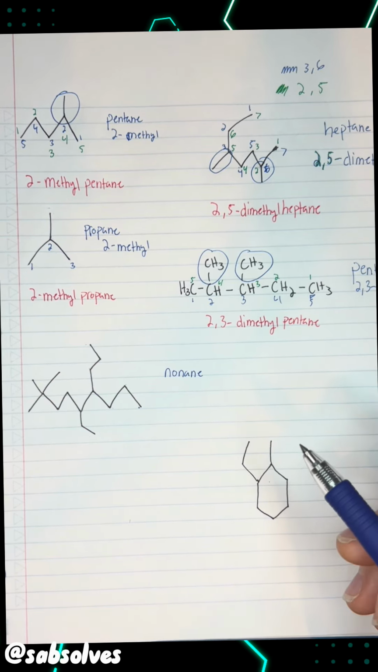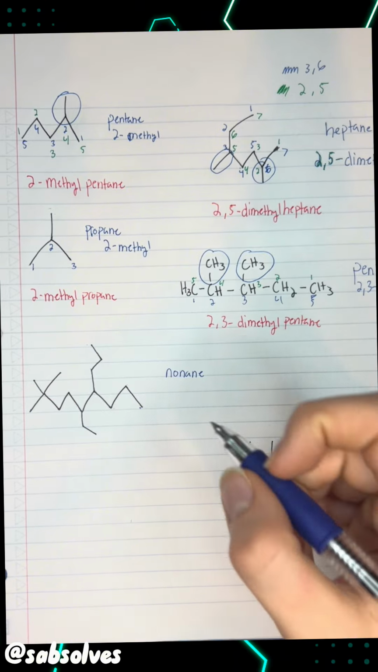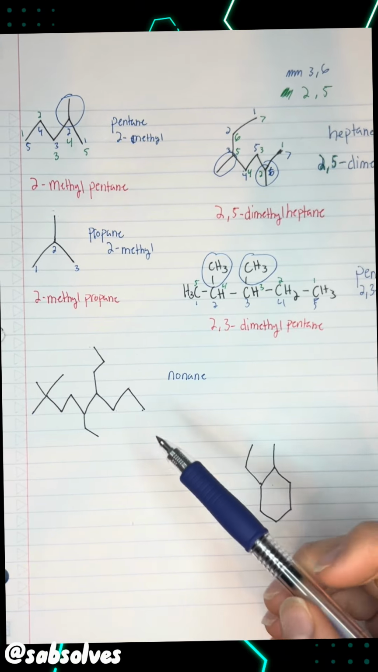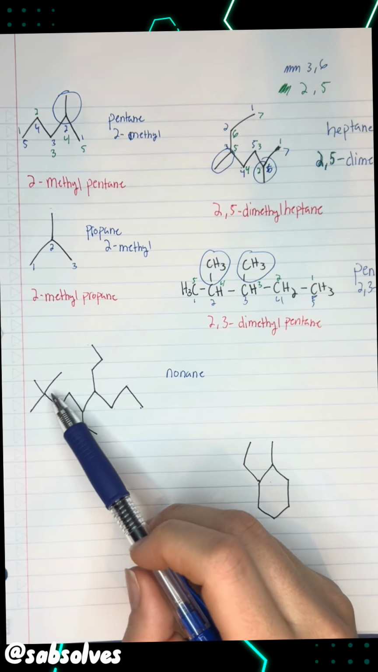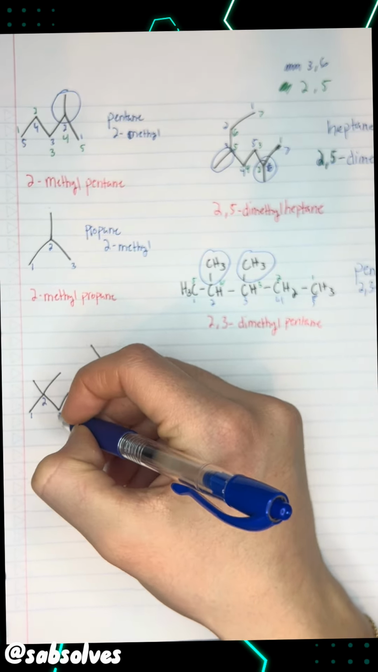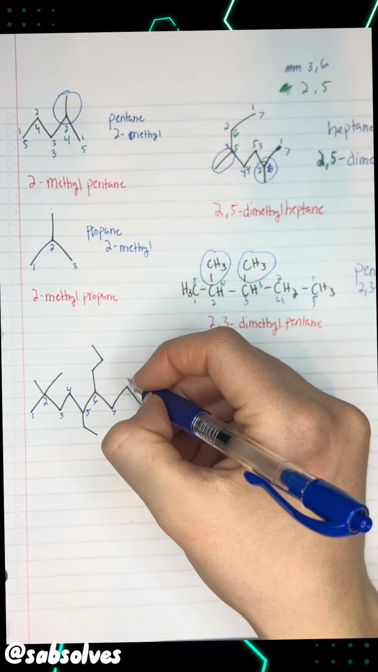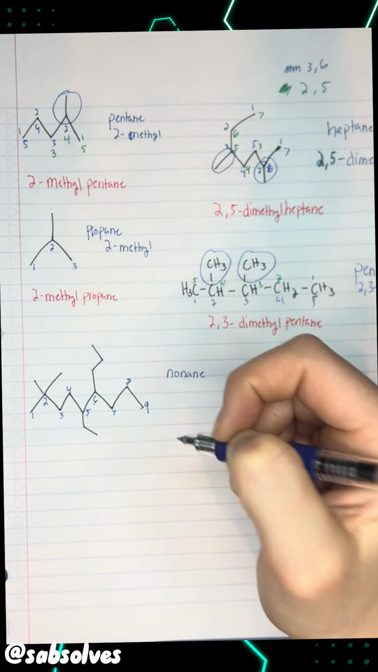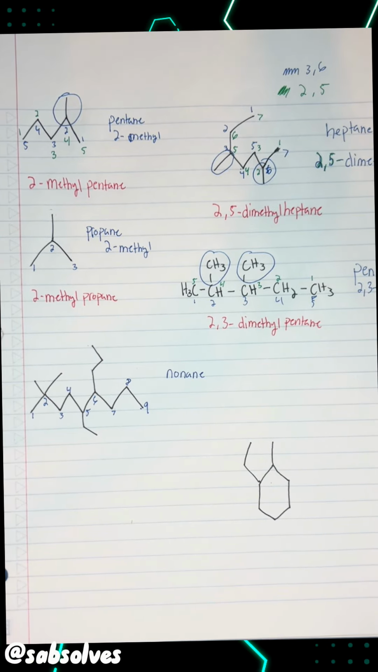So now I want to make sure I have my substituents on the lowest numbers possible. It's pretty clear on this one, this is not a symmetrical molecule. If I go this way, I'm going to get these 2 methyls as low as possible. So I'm going to go 1, 2, 3, 4, 5, 6, 7, 8, 9.